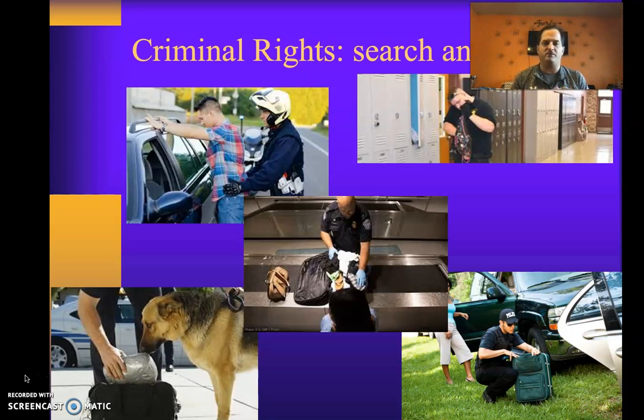And so there's about 4 or 5 amendments we're going to focus on. Today, in this video, we're going to focus specifically on the Fourth Amendment. Protection against illegal search and seizure. And so you see here a number of pictures dealing with the police searching you. It might be during a traffic stop, in school, in an airport, drug sniffing dogs, or searching cars. So these are all examples of searches. And so we're really going to focus on when do the police have the right to search you and when maybe do they not have the right to search you.